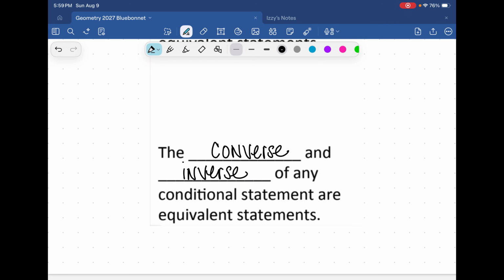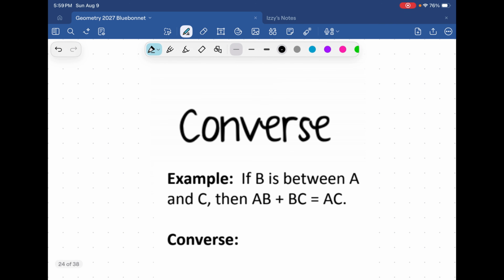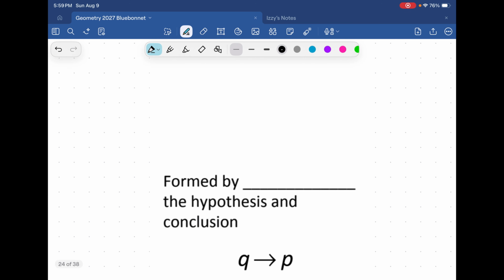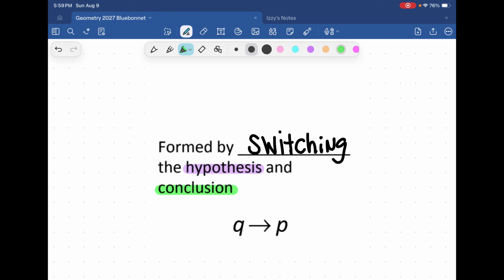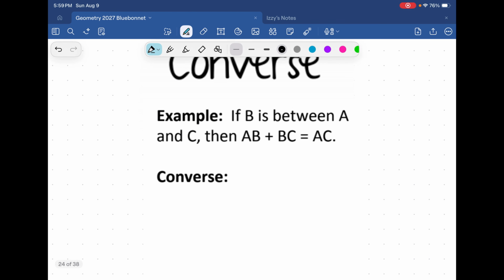Before we can get into the inverse and the contrapositive, we are going to do the converse first. So the converse, let's go down to the bottom here. The converse is formed by switching the hypothesis and the conclusion. So if you notice, the conclusion is now first, Q is now first, and the hypothesis is now second. Let's take a look at our example up above, and let's see if we can write the converse.